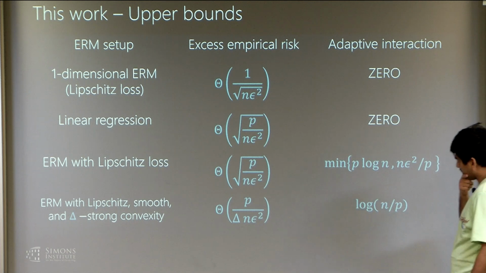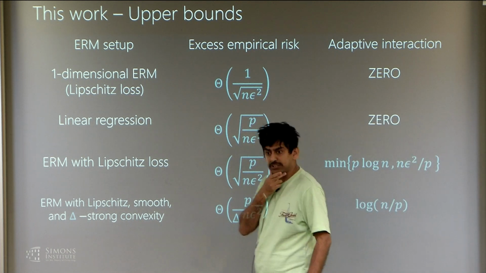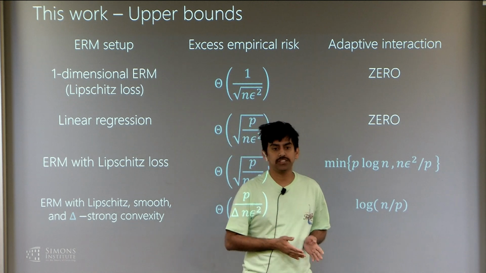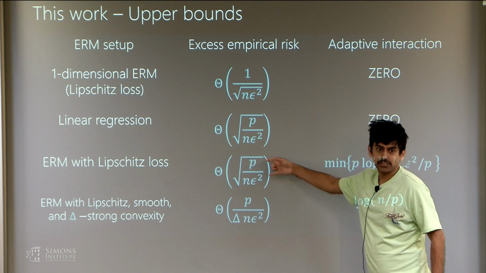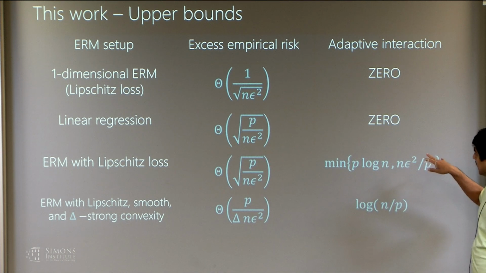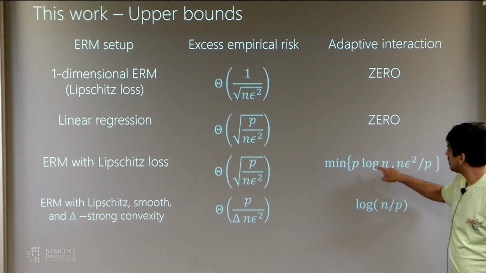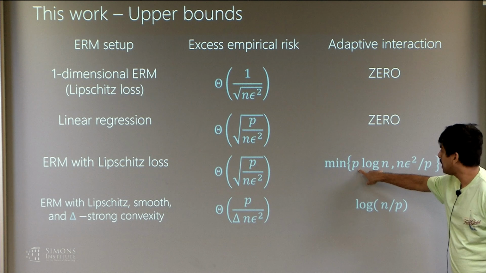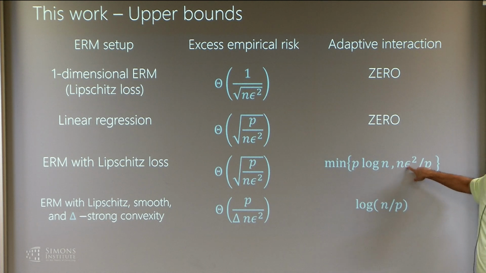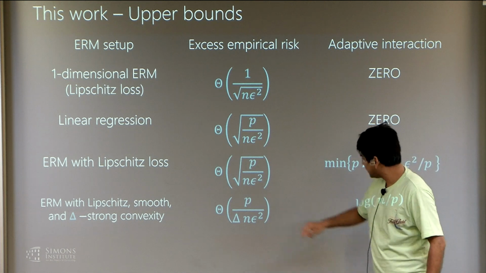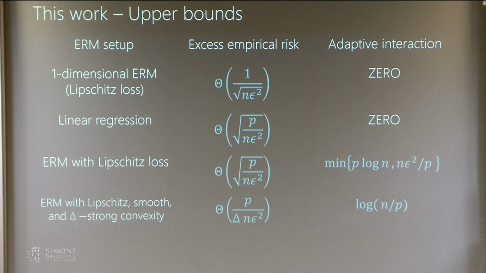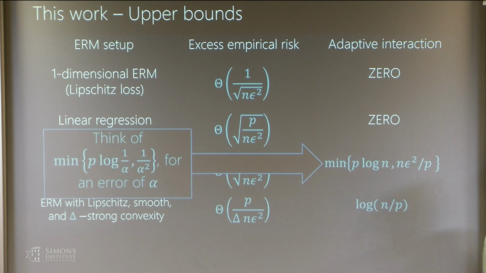If you're dealing with general ERM problems with Lipschitz loss, which basically means that the gradient of the loss functions are bounded, then you would require square root of p over n epsilon squared. This is optimal error. In adaptive interaction, it is min of the dimensions times log of n, and n epsilon squared upon the dimensions. If you have strong convexity, you can get the optimal accuracy with a much lower number of adaptive interactions, which is not kind of surprising. Let me parse this weird expression.